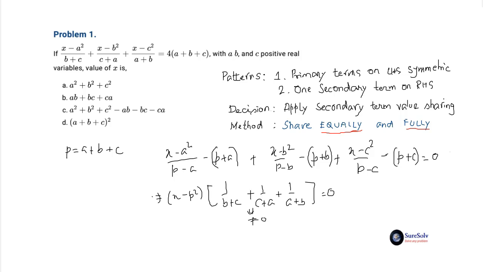So x minus p square must be equal to 0, giving x equal to p square equal to a plus b plus c whole square. It's not difficult ultimately. Answer option D.